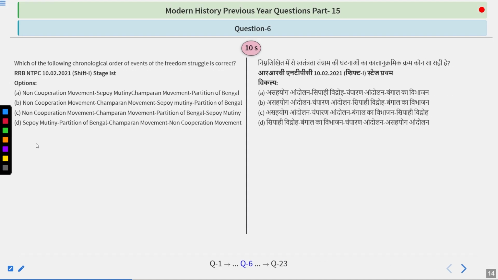Which of the following chronological orders of events of the freedom struggle is correct? Take your time and think about it. Options are, first of all, non-cooperation movement, Sepoy Mutiny, Champaran movement, partition of Bengal. Second, non-cooperation movement, Champaran movement, Sepoy Mutiny, partition of Bengal. Third, non-cooperation movement, Champaran movement, partition of Bengal, Sepoy Mutiny. Fourth, Sepoy Mutiny, partition of Bengal, Champaran movement, non-cooperation movement. Think about it and try to find out the answer.